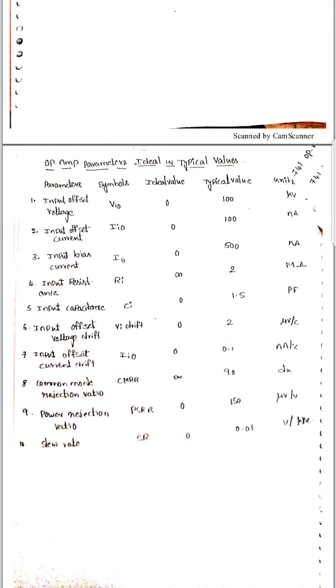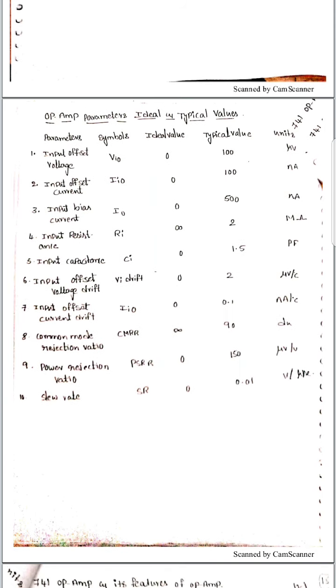These are the op amp parameters, ideal and typical values. Parameter, symbol, ideal value, typical value and units. Input offset voltage VIO: ideal value 0, typical value 100, units microvolts. Input offset current IIO: ideal value 0, typical value 100, units nanoamperes. Input bias current IB: ideal value 0, practical value 500, units nanoamperes. Then input resistance Ri: ideal value infinity, typical value 2, units megaohms.